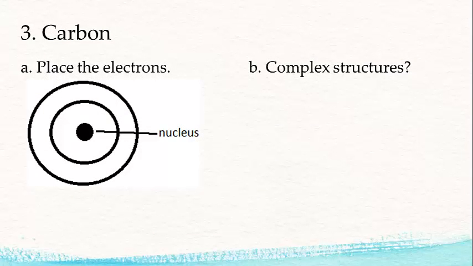Next question asks us to place the electrons. So, in a carbon atom, the first energy level can hold up to 2 electrons. There's 1 electron and 2 electrons. The second energy level can hold up to 8. Now, carbon has a total of 6 electrons. 2 are in the first energy level, which means that my second energy level must have 4.